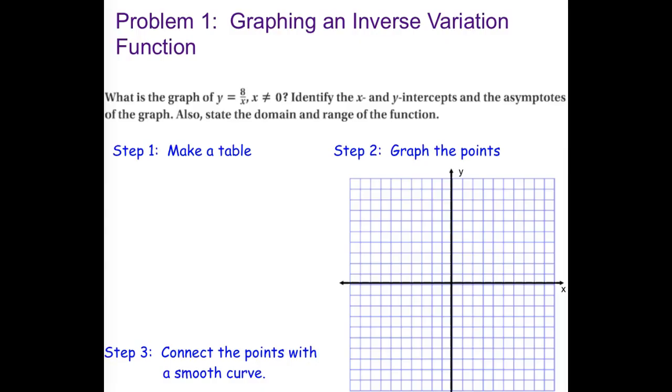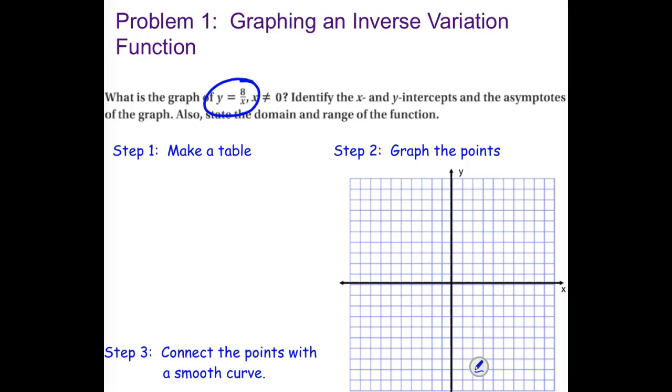All right, so we're going to start out looking at our basic reciprocal function. We've changed one thing. Instead of 1 over x, we are making this 8 divided by x. Y equals 8 divided by x. X cannot equal 0 in this case. It says to identify the x and y intercepts, the asymptotes, and the domain and range.